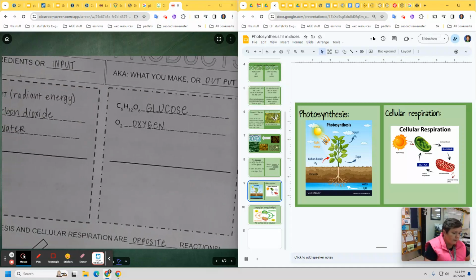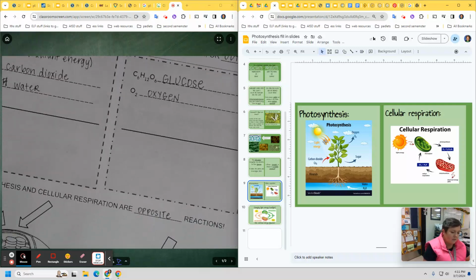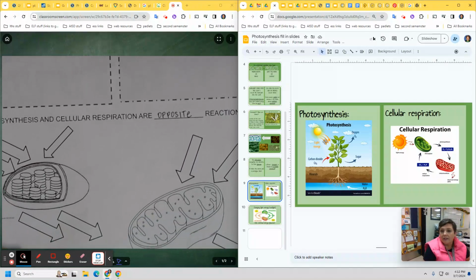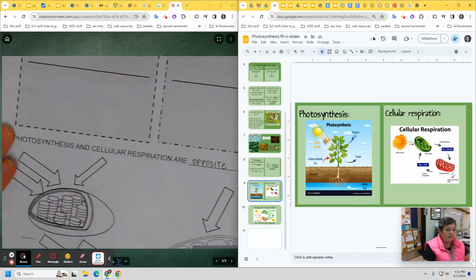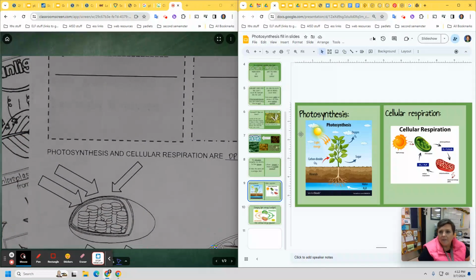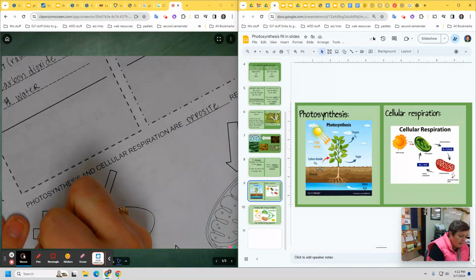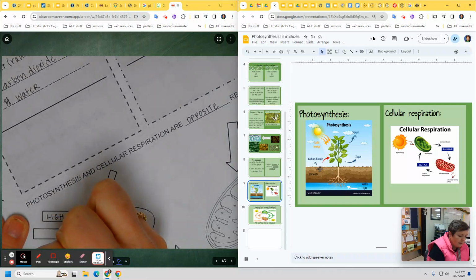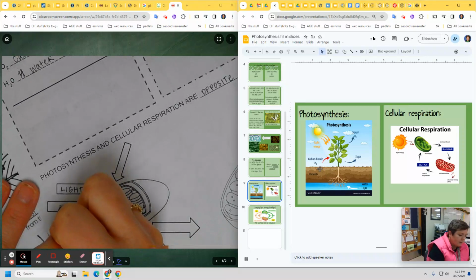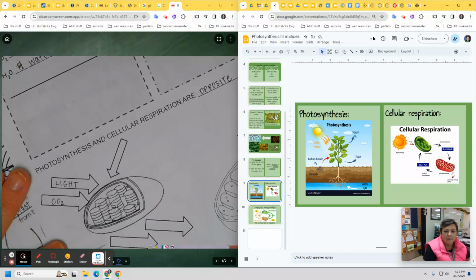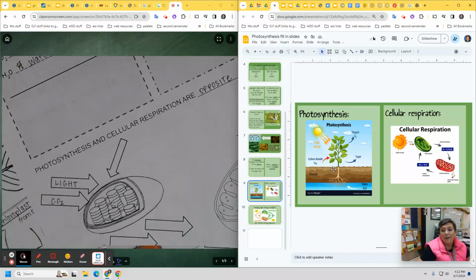And turn over to where we have reactants and products again, because we're going to start looking at these guys. Okay. And we have cellular respiration. So notice in this picture here, what do we have coming into the plant? We have light energy and carbon dioxide. So over here, we're going to have light and carbon dioxide. Okay, what else needs to come in? Water needs to come in.